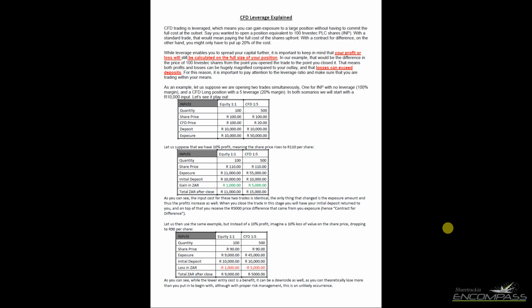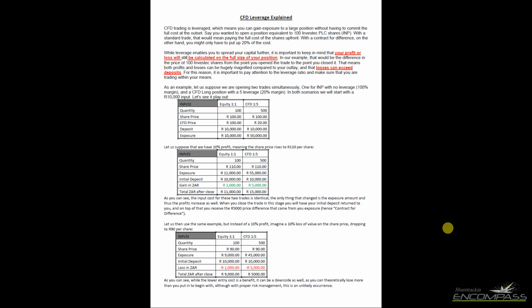When you close the trade in this stage, you will have your initial deposit returned to you, as explained, and on top of that, you receive the 5,000 Rand price difference that came from your exposure. So that's what the difference is for. It's contract for difference, as in you're making or losing money based off the difference in your exposure.